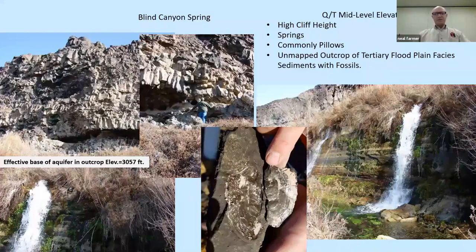Blind Canyon Springs has a contact exposure of the Glens Ferry sediments. They're tertiary, so you can have tertiary lake sediments or tertiary basalts, both of which are low permeability typically. And this is the bottom of the aquifer for the ESPA at Blind Canyon Springs that are issuing out. Fairly high cliff face here. This is kind of a medium elevation along with some fossils that came out of that exposure.